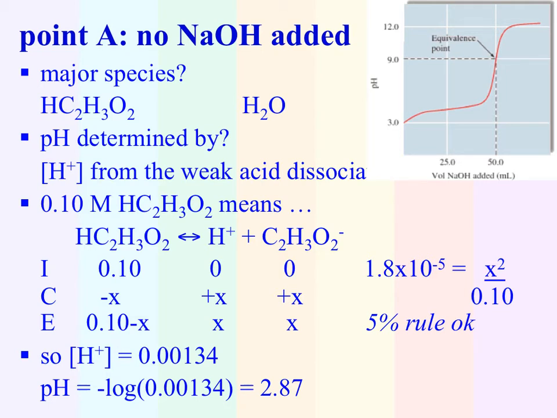Obviously, if our x value is less than 5% of the original concentration, then we can use this assumption, which is acceptable in this case. That subsequently gives us our x value. We take that x value, which corresponds to H+, plug that into our pH equation, and subsequently get our pH value of 2.87. So as we start this reaction, when we've added 0 mL NaOH, our pH is 2.87. Okay, so let's go ahead and look at the rest of this.